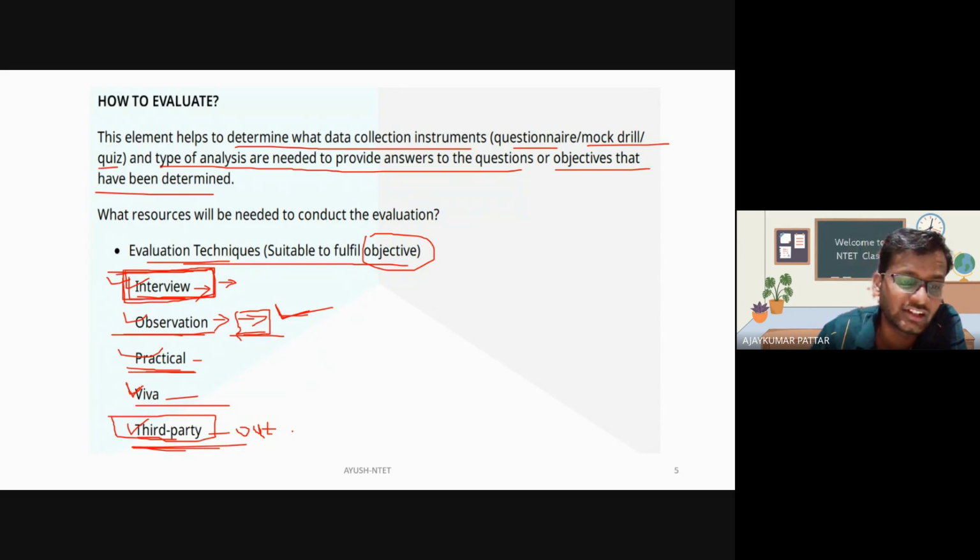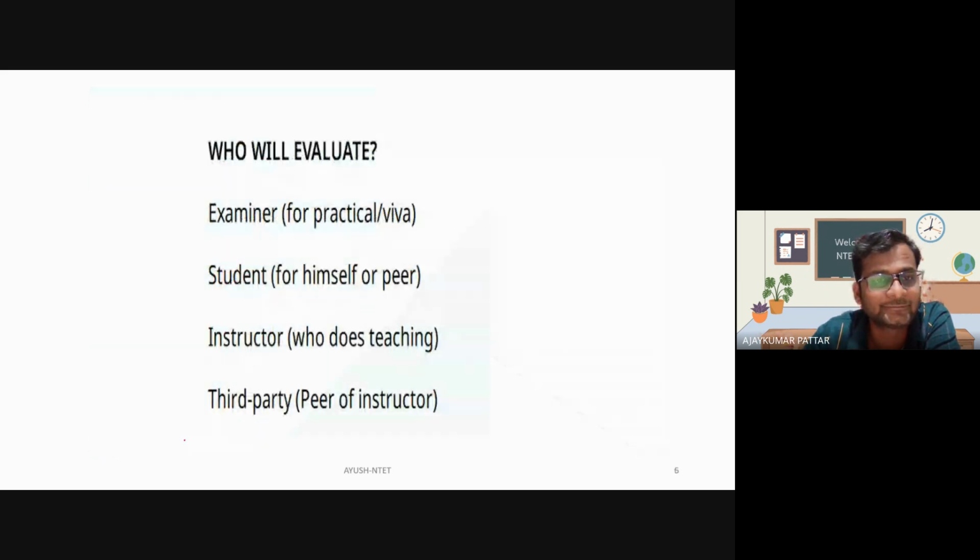That is the evaluation. Third party evaluation means they are outsiders. They are not related in any way to that program or scheme. Like that, in colleges also, the third party evaluator is not a part of our college or school. He is external. That is the meaning of third party evaluation.